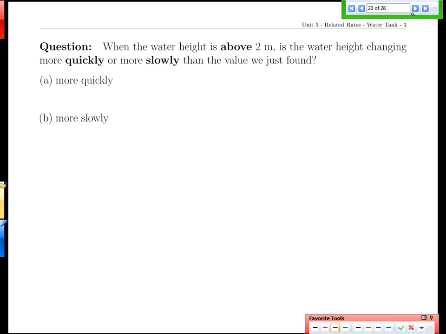All right. One last concept follow-up. What if we ask the same question, what's the rate of the height changing, but if we looked up above 2 meters, what if it was up here at, say, 3 meters? Would the water height be changing, decreasing more quickly or more slowly than the value we just calculated? Think about that for a second, and there's 2 nice ways to go about that.